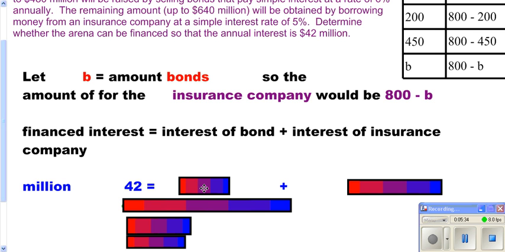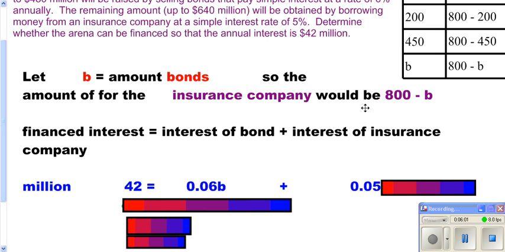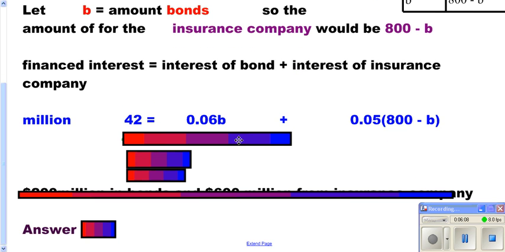Our bonds have an interest rate of 6%. So how much interest you're paying on your bonds is your interest rate as a decimal times what you're putting in there, which we know is B. You then need to add to that how much you're putting in for interest for the insurance company, which you know is 5% according to what it's saying up here, times your amount you're putting in, which is your 800 minus B. So now you just want to quickly go ahead and solve that.